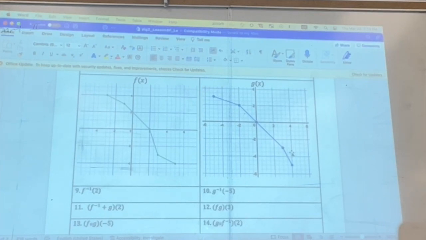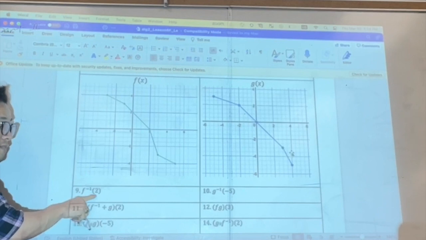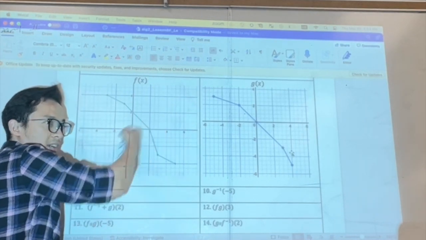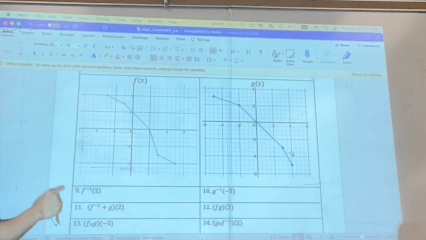Last part. Okay. So this one, you know how to. I will show you the way that you don't even need to draw the inverse, but you can tell what this is. Okay. Here we go. Have your attention. I asked you to find f inverse of 2. Last time we needed to draw the inverse and find the point. But here, I don't need to draw it. I'm going to show you how.